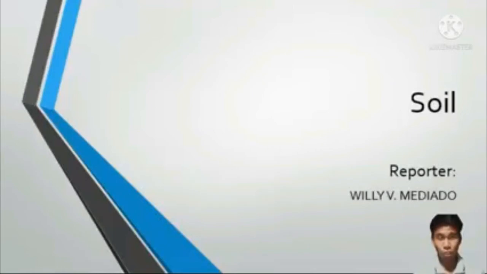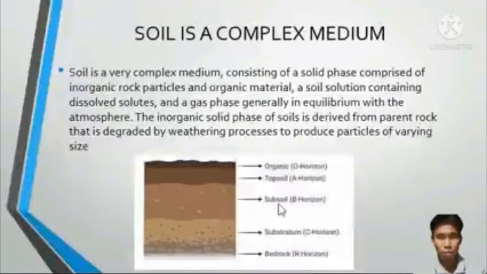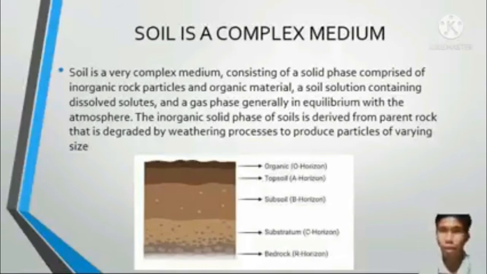Okay, so soil is a very complex medium because it consists of a solid phase of inorganic rock particles and organic material. The organic materials are contained with dissolved solutes and a gas phase generally in equilibrium with the atmosphere. So the inorganic solid phase of soil is derived from parent rock that is degraded by weathering processes to produce particles of varying size.